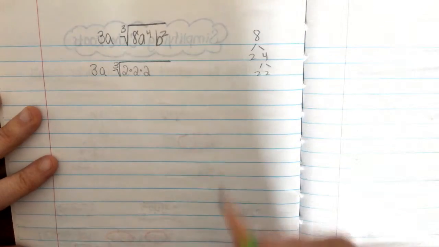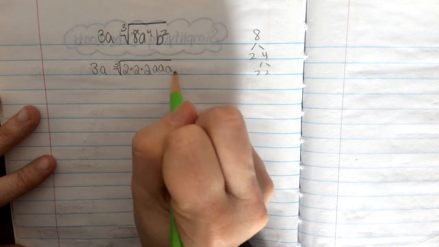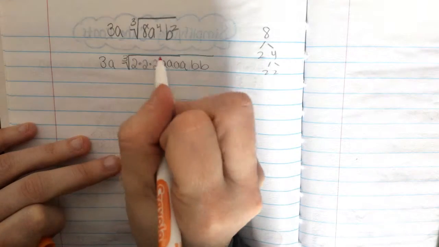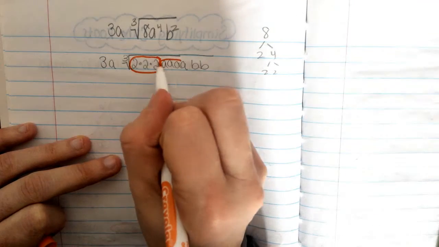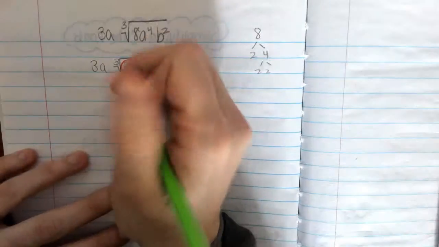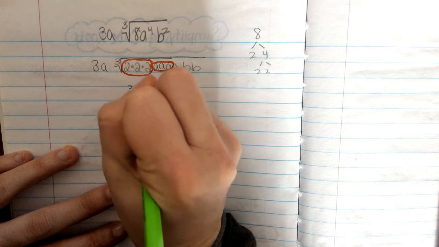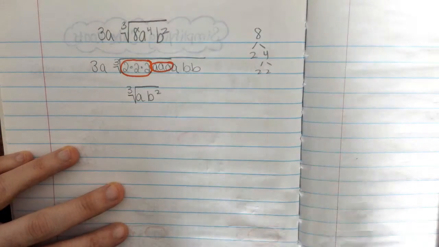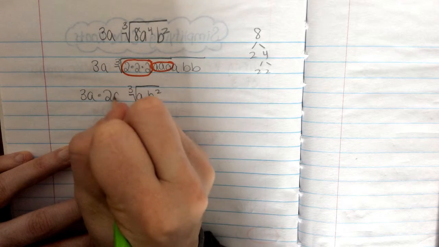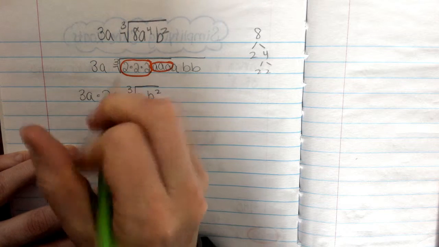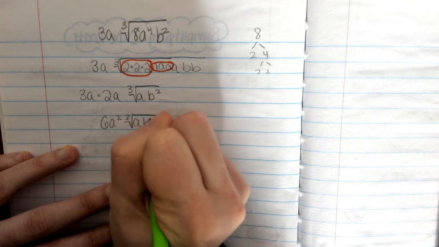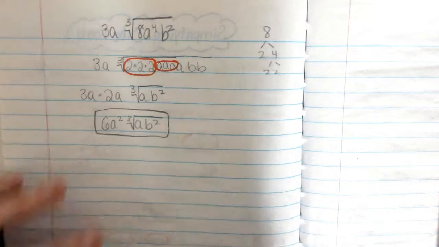again, we could just simplify that, but I'll expand it just to show you. And then 4 a's and 2 b's. So we are looking at groups of 3. The 2's are going to come out, and a group of a's is going to come out. Everything else is going to stay. So underneath the cube root, I'm still going to have an a and b squared. I'm going to bring down the 3a. Out comes a 2, out comes an a. So then we can put these together: 3a and 2a is 6a squared times the cube root of ab squared.